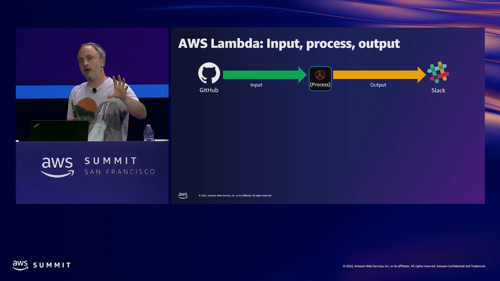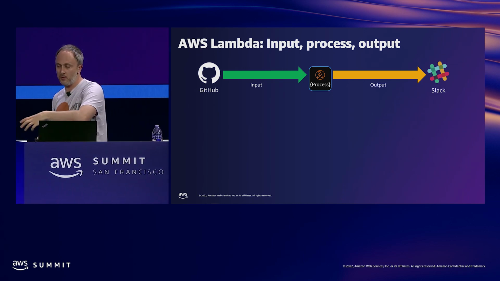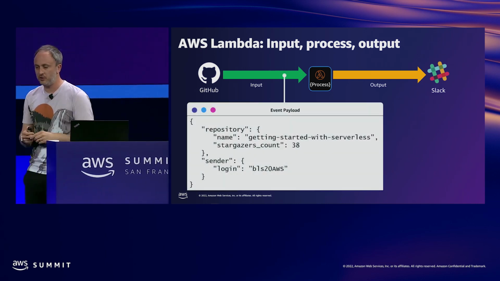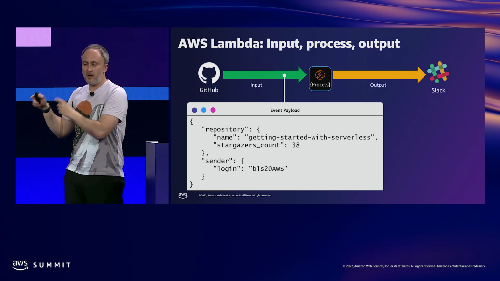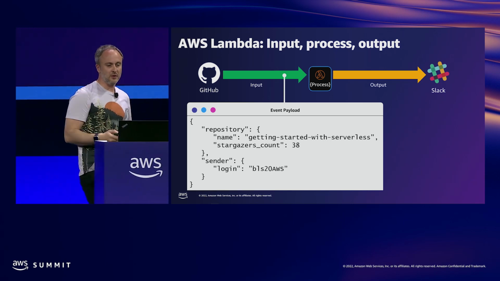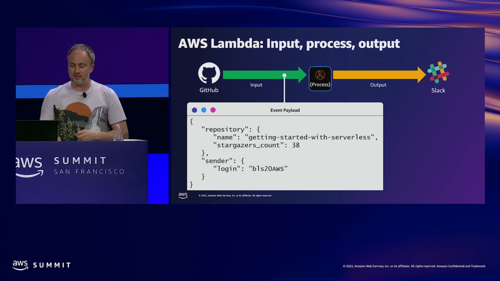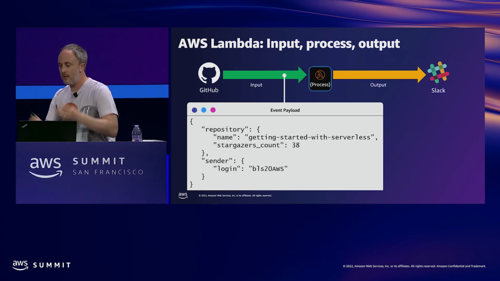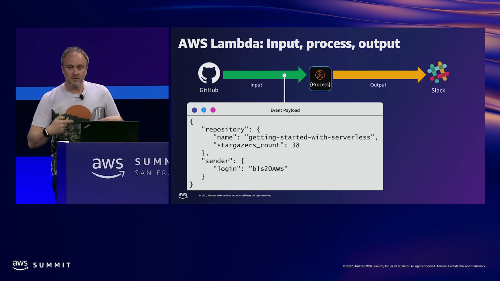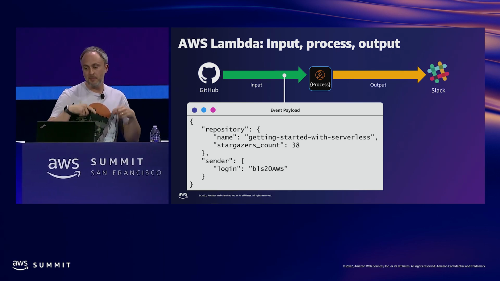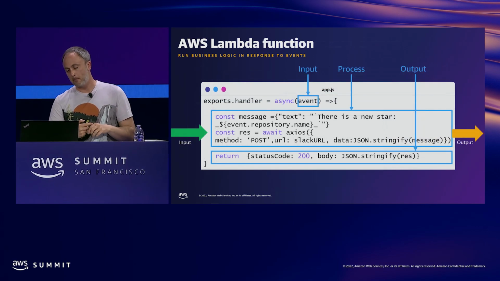So let's quickly look at what the input, the process, and the output was for that little application that I just showed you. This is the input sent by Slack to my Lambda function. And it's just a JSON payload that contains useful things like the name of the repository, the amount of stars on that repository, and the name of the person that did the action. This is posted with an HTTP post request to my Lambda function.